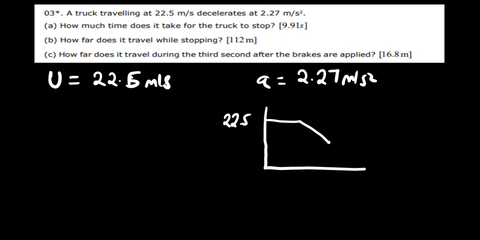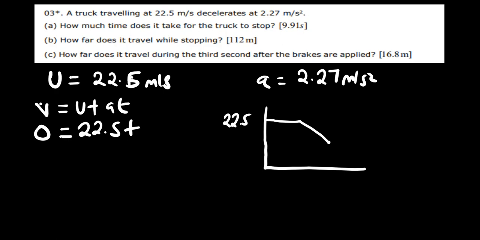So you know that, which equation are we going to use? V is equal to U plus AT, right? Yeah, we can use this one, it's still fine. So you know that your V in this case is 0, they haven't mentioned it, but the U you've been given is 22.5, plus A, our acceleration, which has also been given, which is 2.27, and we're finding the time.